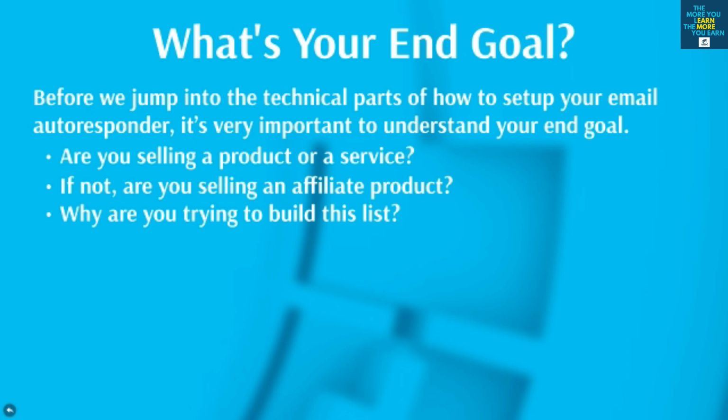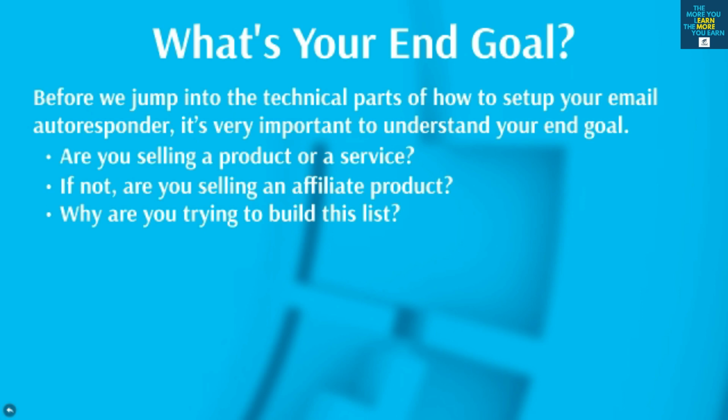But knowing your end goal is key. So if you're selling your product or service right now at this very moment, then write that down. If you're not, and you're selling an affiliate product right this moment, then jot that down. All right. The third question I want to ask you is, why are you trying to build this list? You might answer, well, of course, I'm trying to make money. I'm trying to build a list. I'm trying to print money. And that's everybody's goal, but I want specifics.